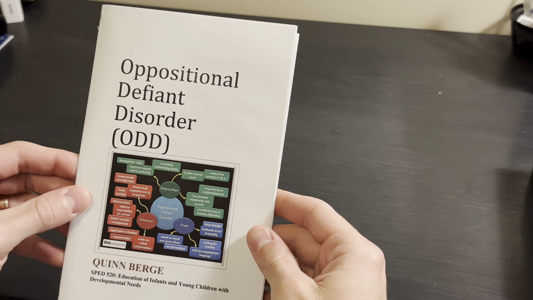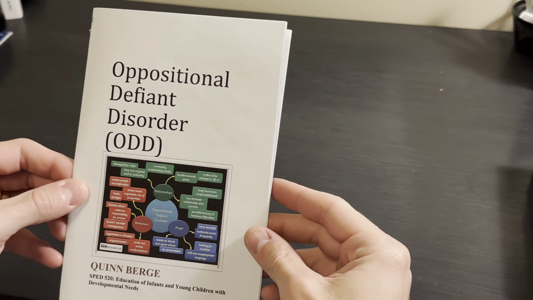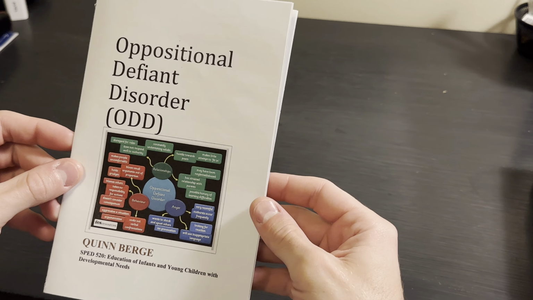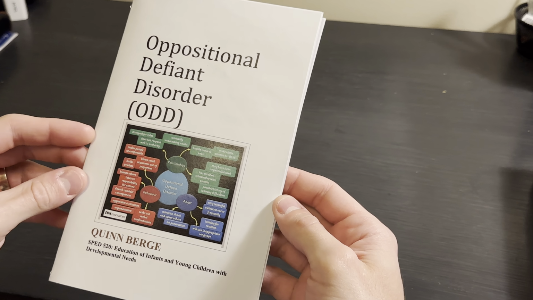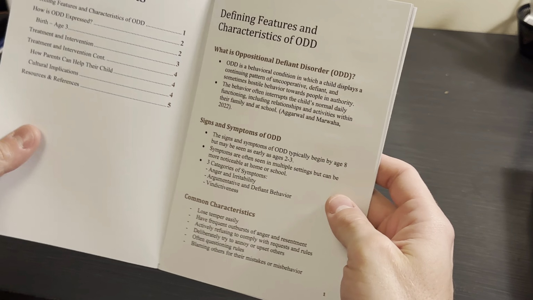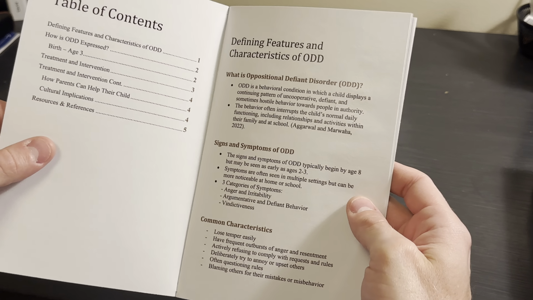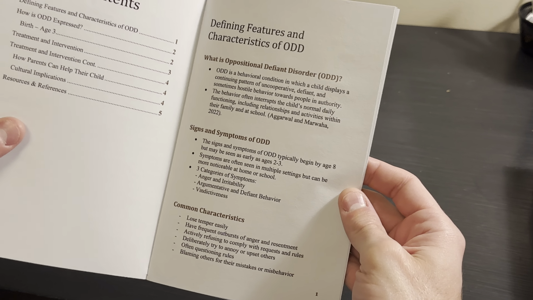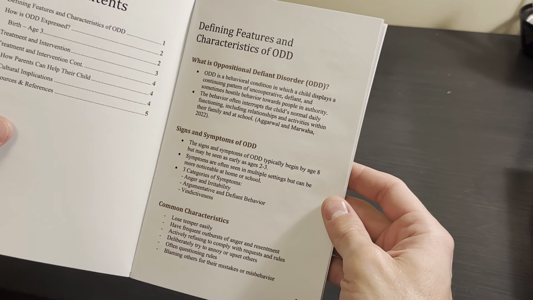Okay, the pamphlet that I created was for the disability oppositional defiant disorder, and that is abbreviated ODD. I created a little table of contents and then went right into some of the defining features and characteristics.